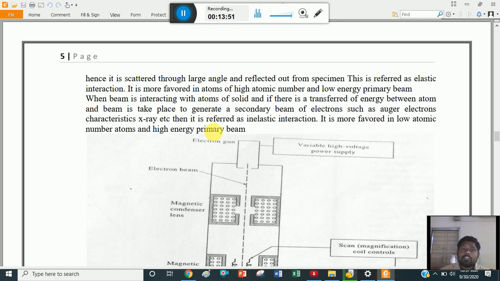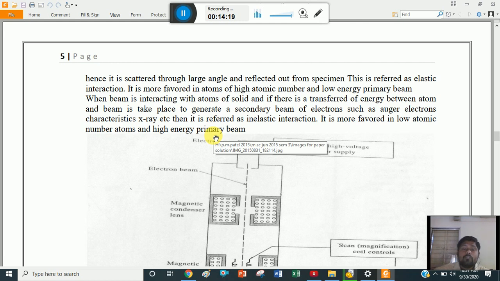But if there is a transfer of energy between the beam of electrons and the host atom, low energy beams are used, and that is for high atomic number. Okay, low energy beam and high atomic number are more favorable. It is the vice versa of the previous statement, more favored in low atomic number and high energy electron beam. That is called inelastic interaction.